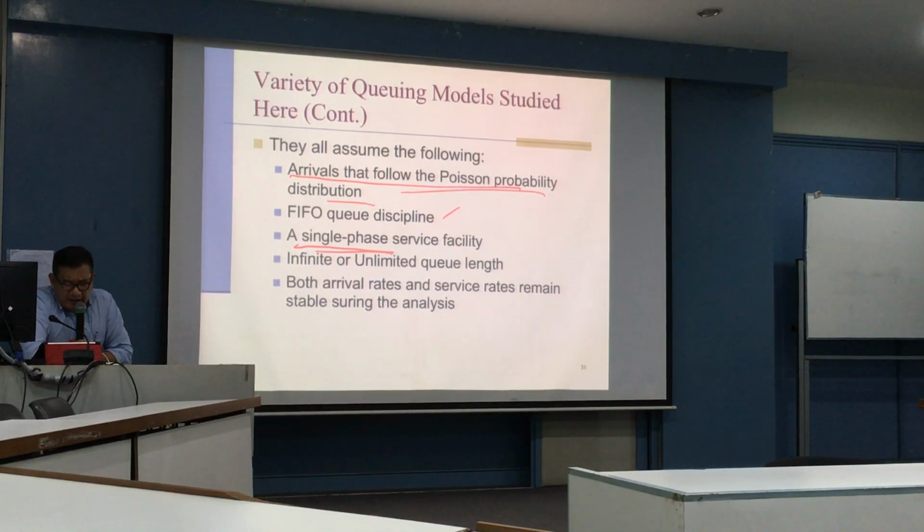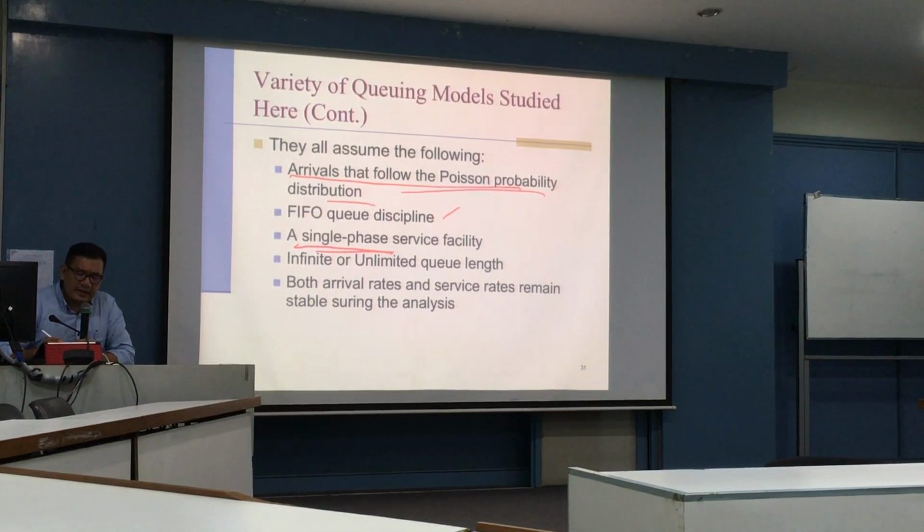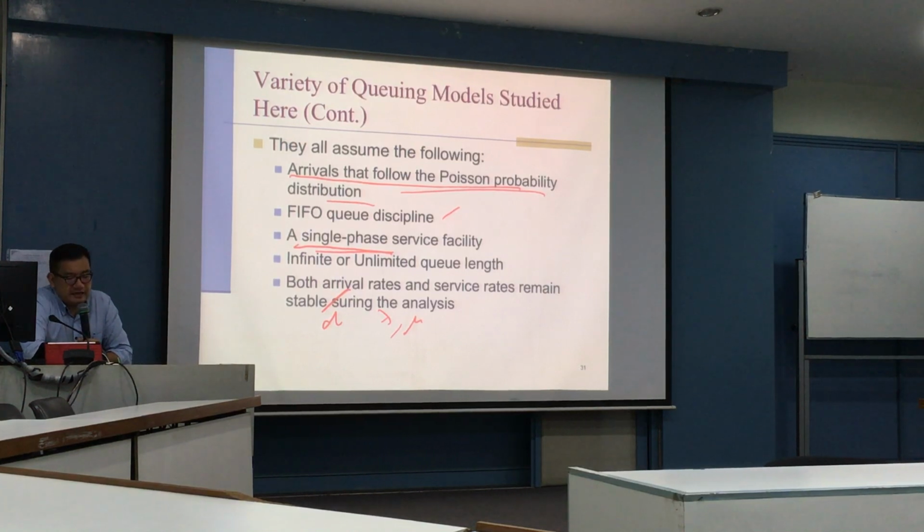And we have no limit, right? Unlimited queue length. And again, this is a typo. During your analysis, we assume that both lambda and mu are stable during our analysis. So this is the assumption for all of them.